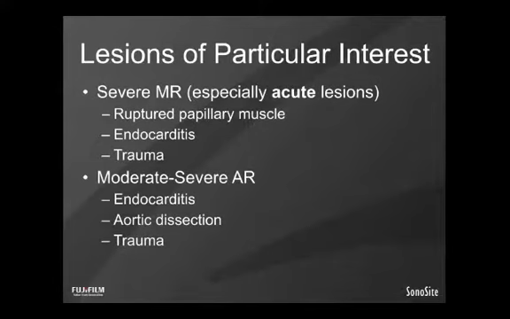Moderate or severe aortic regurgitation may be seen acutely in the context of endocarditis, aortic dissection, and again, a little more rarely, but genuinely, a traumatic valvulopathy of the aortic valve.